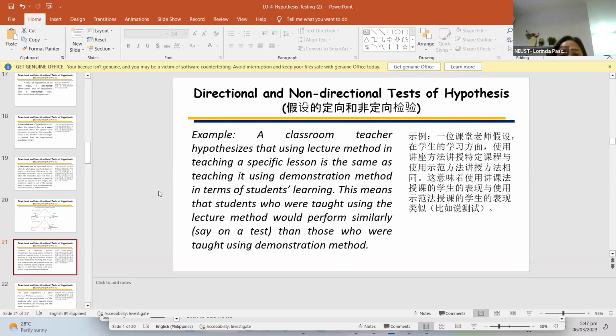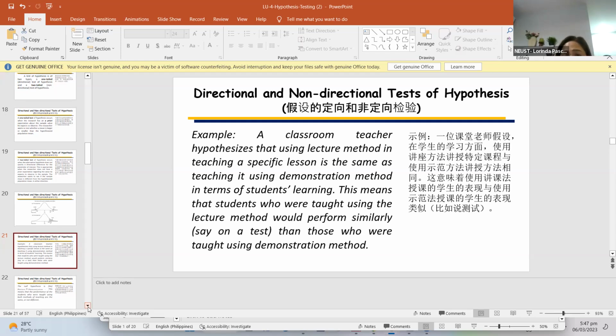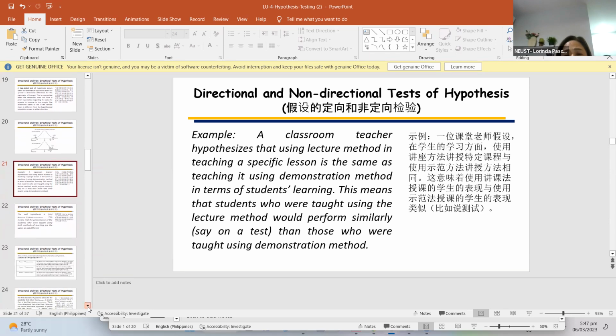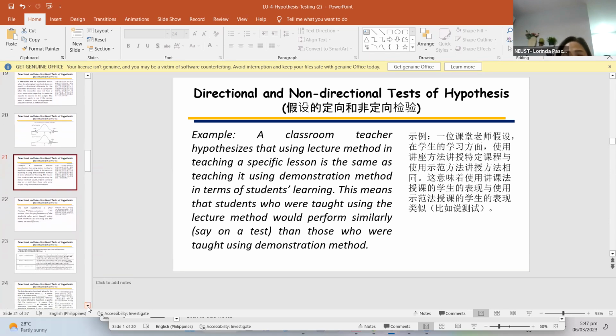So dito, yung teacher, sabi lang yan dito na yung dalawang teaching method, lecture, at saka yung isa, demonstration, wala itong epekto dun sa students' learning, parehas lang sila. Na pag binigyan mo sila ng exam, they would perform the same even if the teacher uses two different methods. So is this a directional, or do we need a directional or non-directional test if the teacher assumes that the students who are taught using the lecture method would perform similarly to those who were taught using a demonstration method?